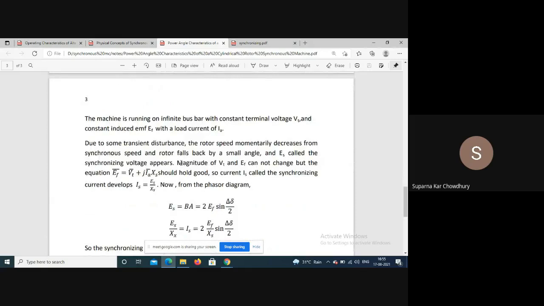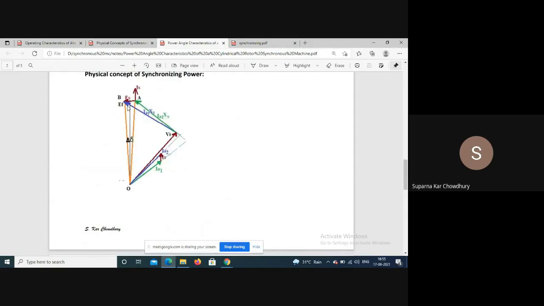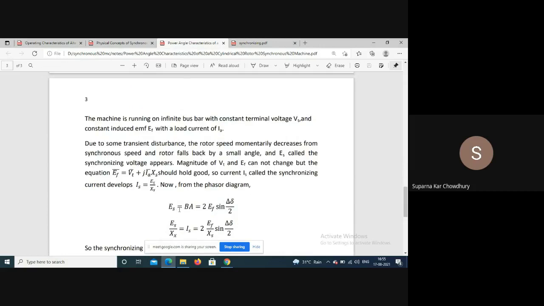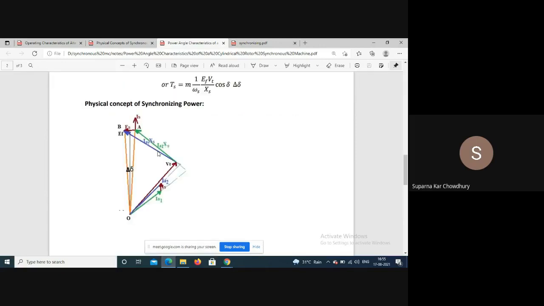Now in this figure, this angle is very small, and these two EF magnitudes are the same. So this triangle ABO is an isosceles triangle. If we define this as ES, this voltage appears because there is a lack of synchronism. So this is called the synchronizing voltage ES. Its magnitude is ES equal to BA, which is twice EF sine of del delta by 2. That is, this angle is del delta, so this half angle is del delta by 2.